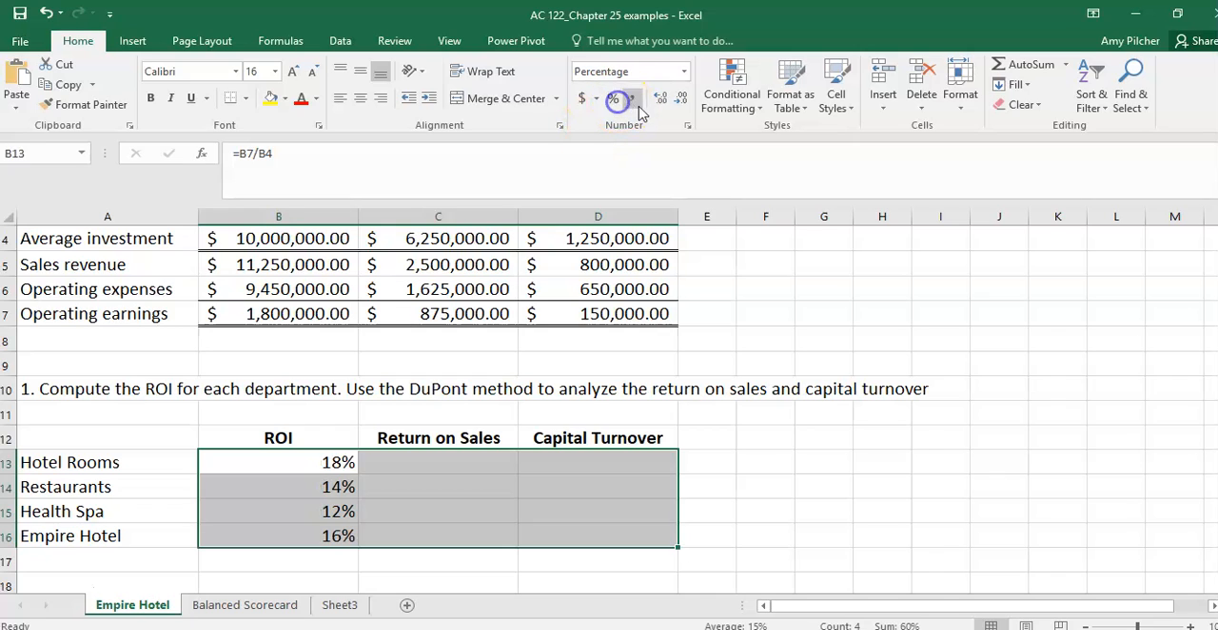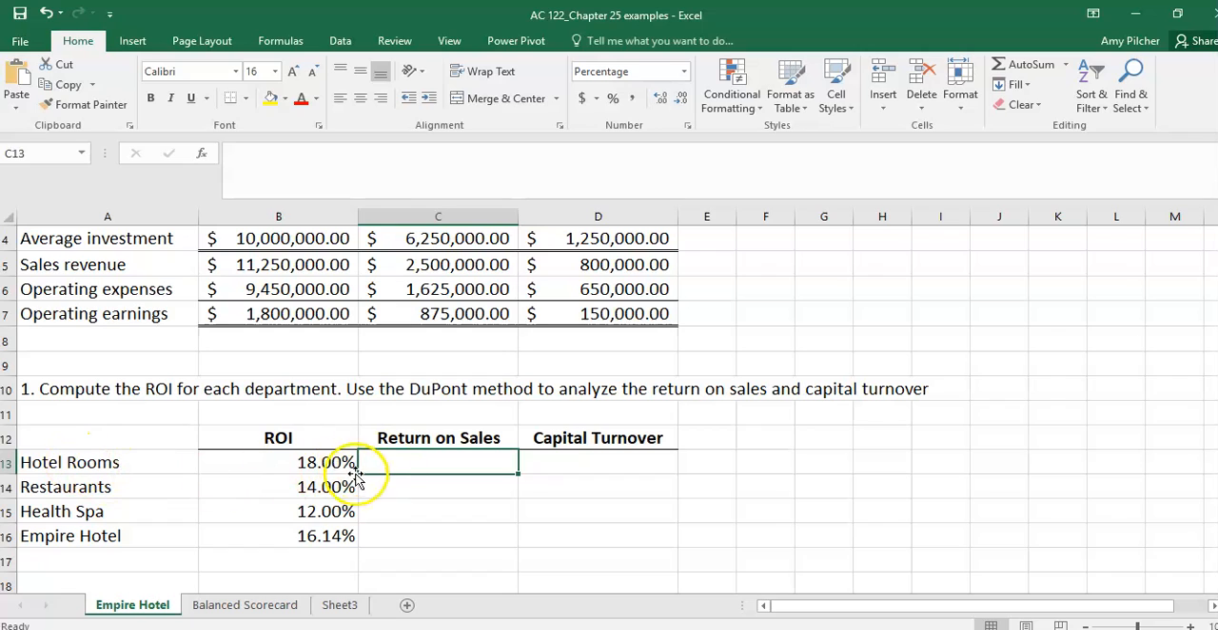Change all of these to a percentage. And we see that hotel rooms has the highest return on investment. To calculate return on sales, we take the operating earnings, or net income, divided by sales, not the average investment. I'm getting ahead of myself in my talking here.